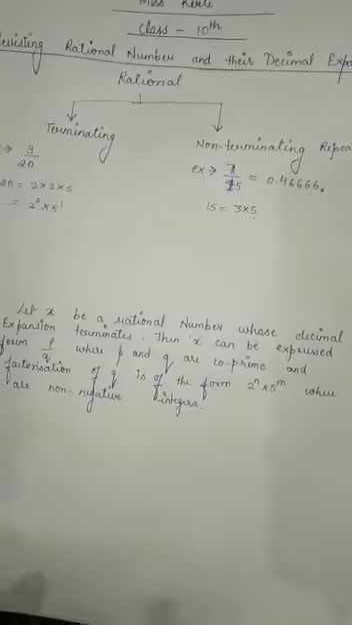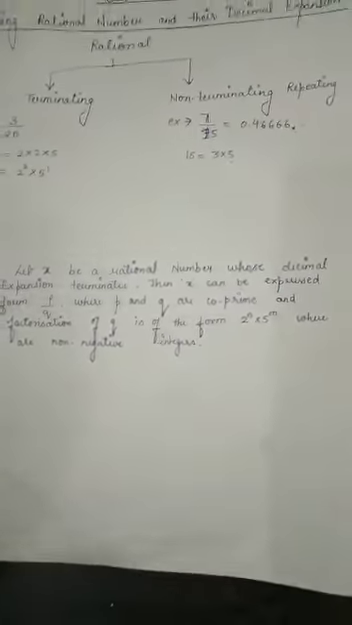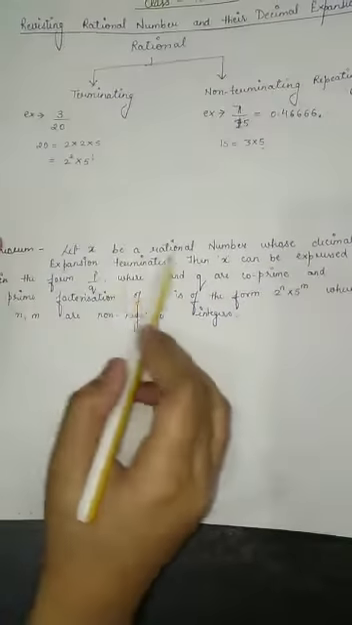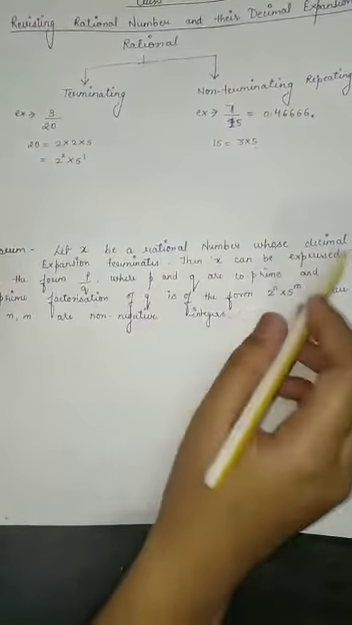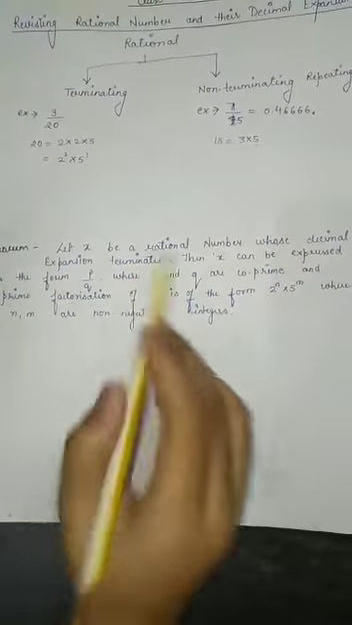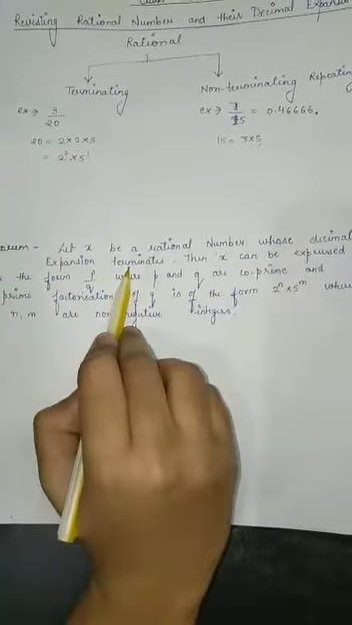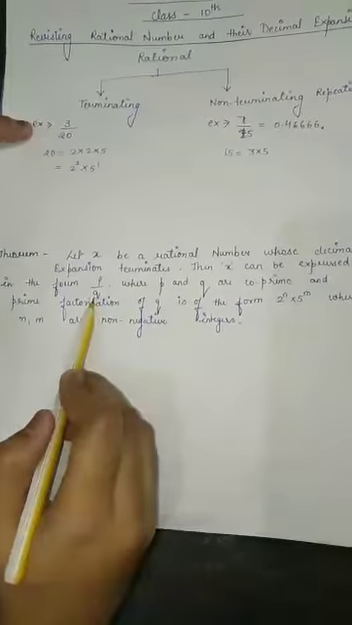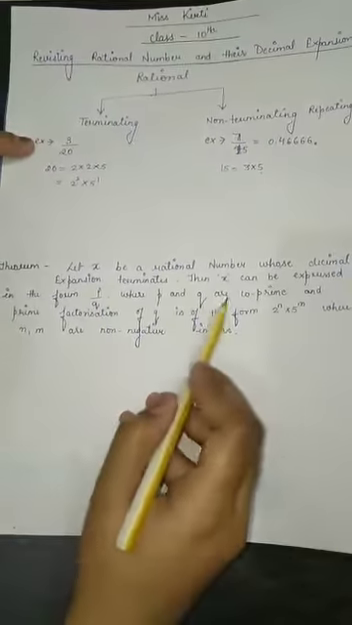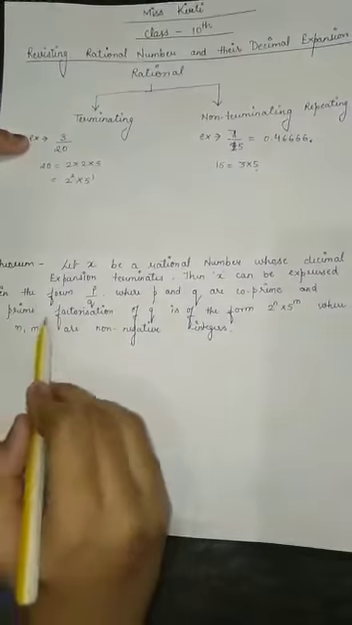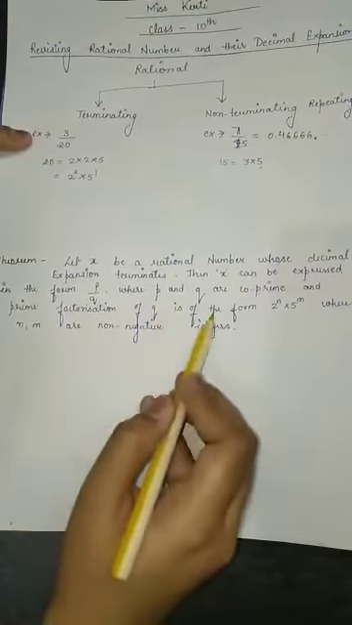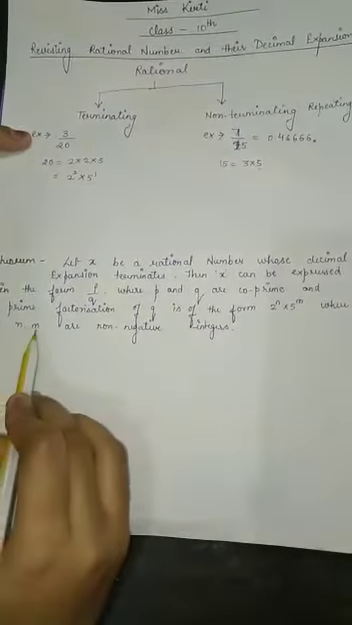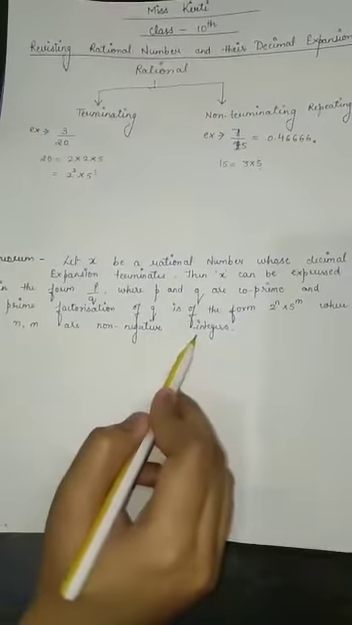So we can easily identify the terminating and non-terminating terms by the theorem. The theorem is, first, let x be a rational number whose decimal expansion terminates. Then x can be expressed in the form p upon q, where p and q are co-prime and the prime factorization of q is of the form 2 to the power n into 5 to the power m, where n, m are non-negative integers.